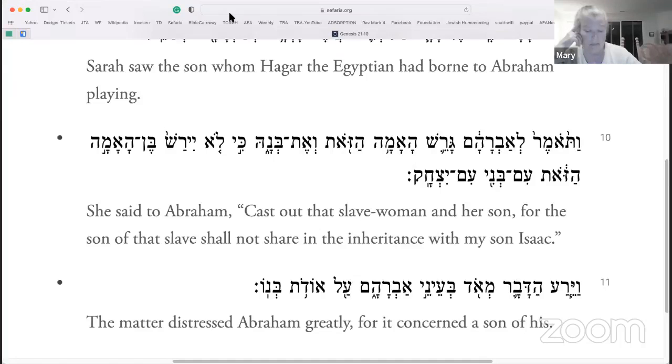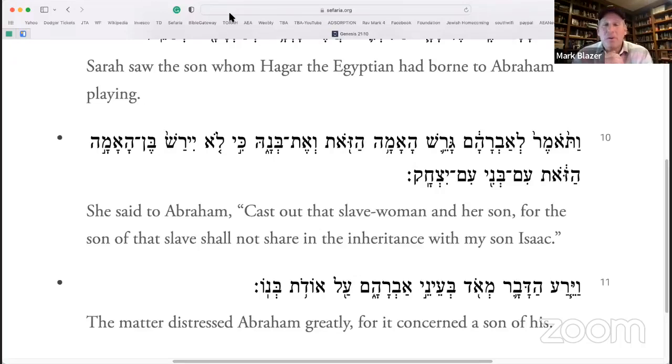My translation says mocking instead of playing. That's an interesting translation. It's a possibility. Metzachek is to play. Also could be to laugh at. It could be to joke around with. The interesting thing is it doesn't have to be bad. It could be. It doesn't have to be.